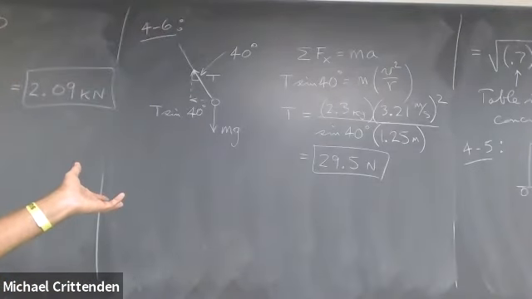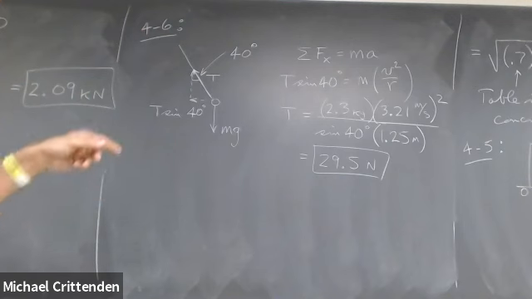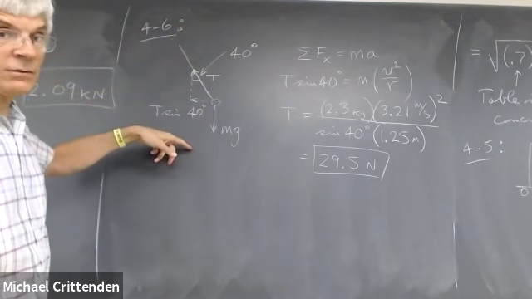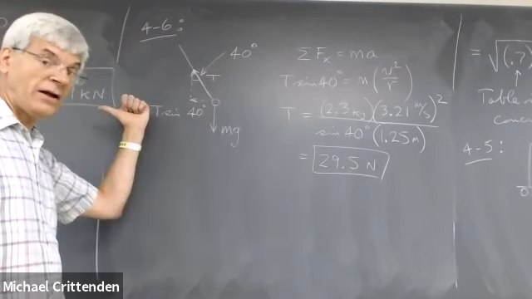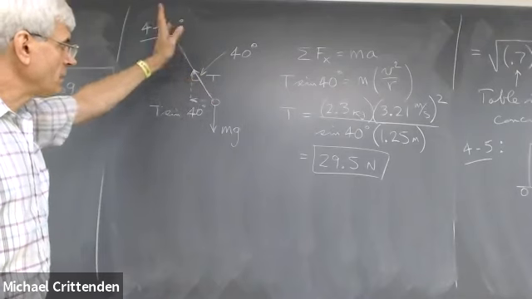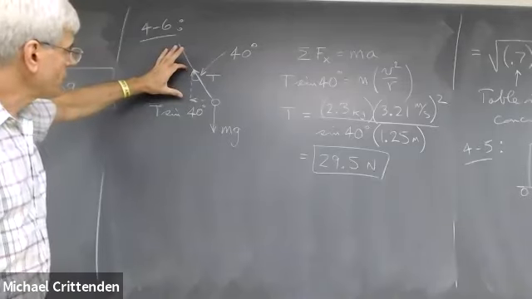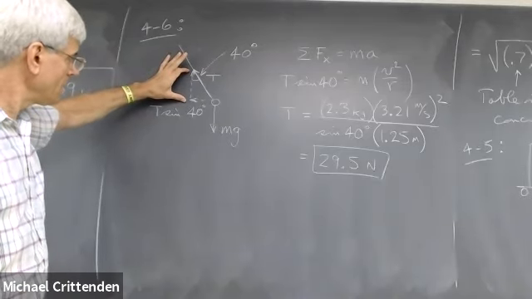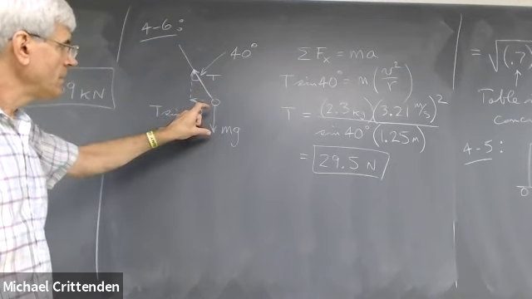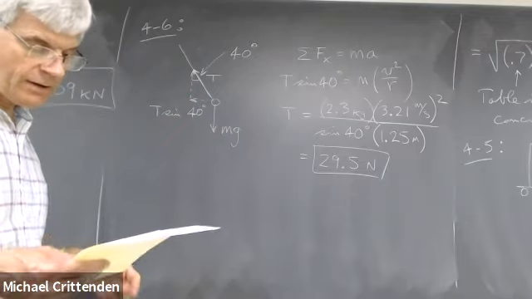There is an alternate approach, which is just as correct and probably just as easy. If you don't like doing it this way, you could say the sum of the forces in the y direction equals 0, because the acceleration is horizontal. Okay, the acceleration is toward the center of the circle. The ball is not going up or down any, so the sum of the forces in the y direction is equal to 0. Therefore, T cosine 40 is equal to mg, 2.3 times 9.8, and you can solve for T out of that, and you ought to get the same answer if you do it that way instead.